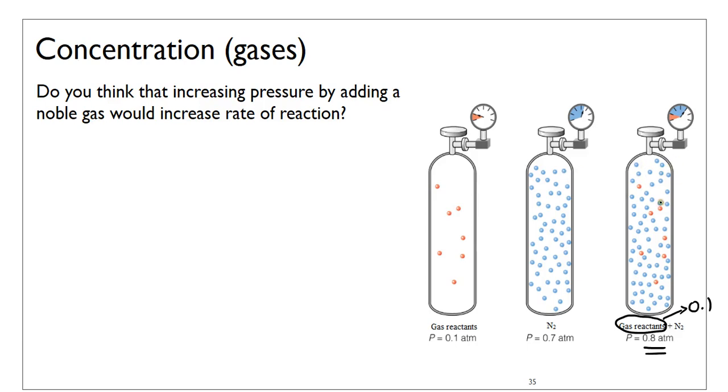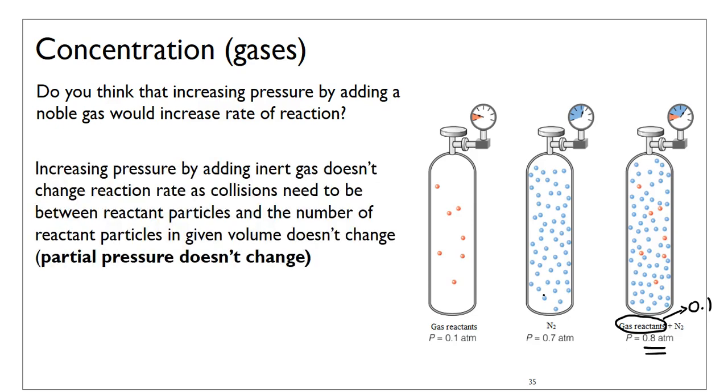I know there are a lot more collisions, but a lot of these collisions will be unsuccessful because they will be collisions between the gas reactant and the inert gas. So you don't want to do this. You don't want to add an inert gas as a way to increase the rate of reaction, because the pressure of the gas reactant doesn't change.